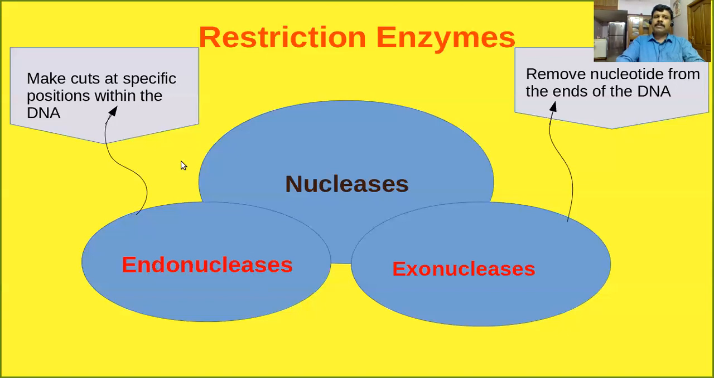But endonucleases make cuts at specific positions within the DNA. That you will be clear about in the next session. Endonucleases can make cuts at specific positions within the DNA. It means endonucleases are able to cut both the strands of DNA. You are very familiar that DNA has a double helical structure, isn't it? The detailed aspects we are going to learn now.